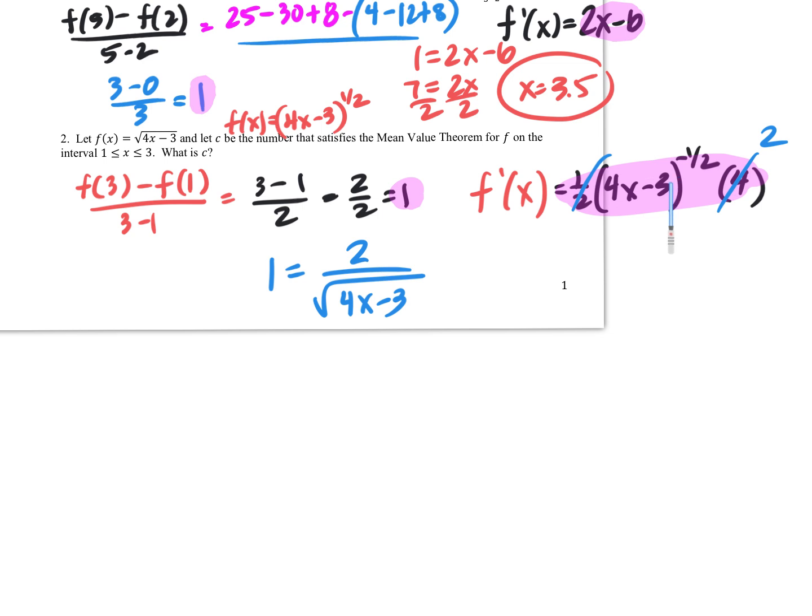Right? Something to the half is a square root. Moving it down would make it a positive 1/2. Are we okay with that, you guys? What are you saying, Maine? Yeah, we can just multiply by that root 4x minus 3. 1 times anything?